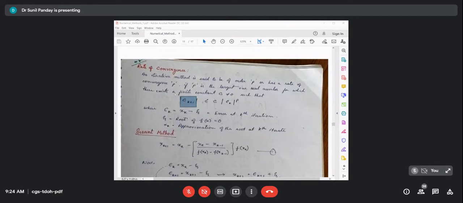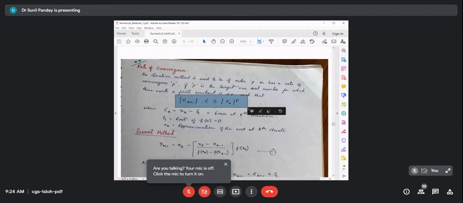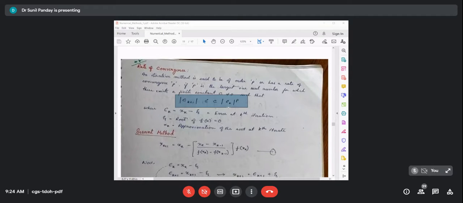So if we are able to find such an inequality, that the absolute error at the k plus 1th step is less than or equal to a constant c into the error at iteration k raised to power p, then we say that the method or the iterative procedure has order p. And this p decides the fastness of the method. If a method is of order 1, then it is a linear order, then 2 is a second order method, or if p is like 10, then it's a 10th order method.